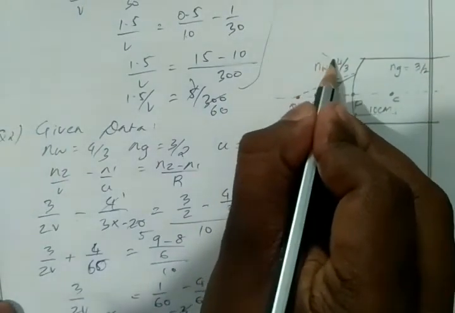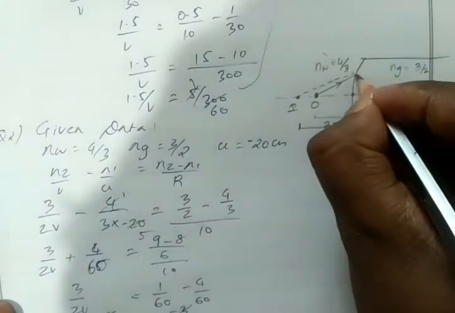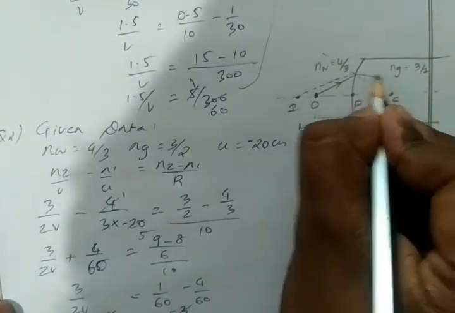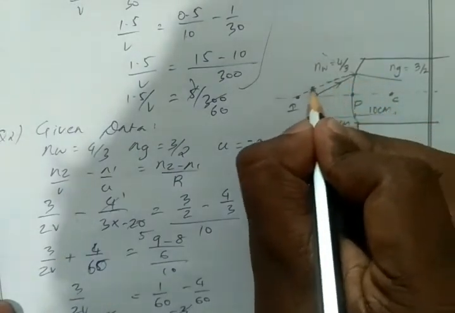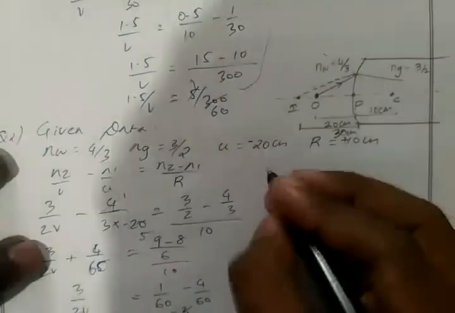If we draw a normal, then the rays bend towards the normal. So rays appear to meet. If rays appear to meet, then our nature of image is virtual.